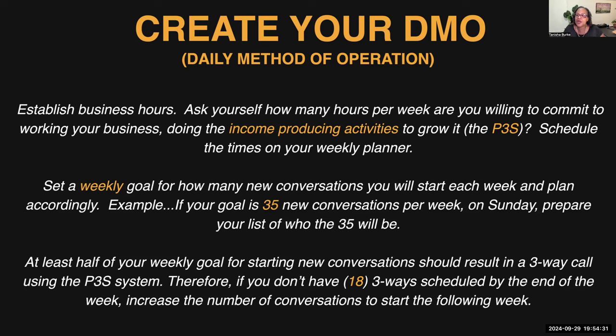All right. Now, the new conversations, that's going to be this intro message that I just showed you how to do. So think of those of you who have 4,000 friends on Facebook. As an example, you can say, I'm going to start 35 new conversations per week. Now, when I say plan accordingly, I mean on Sunday, have that list of who the 35 will be, because it is so easy to get caught up, especially on Facebook, scrolling and lurking, and you want your time on Facebook to be income producing. So Sunday night, tonight, get your list of who these 35 people are going to be, and then during the week, when you have the 15 minutes here, the 30 minutes there, the hour there, you're sending these intro messages.